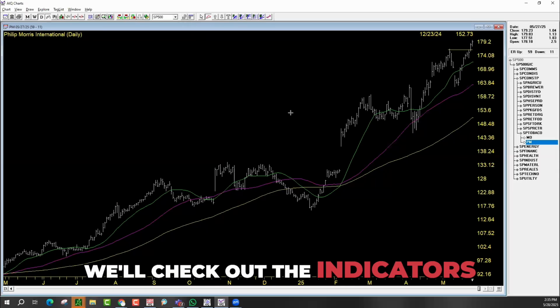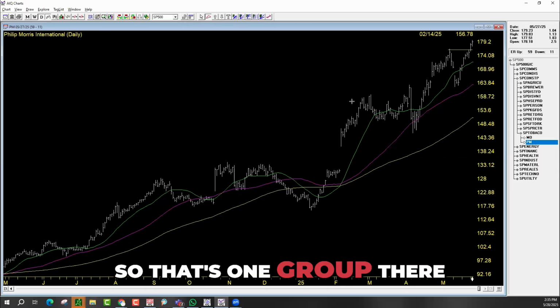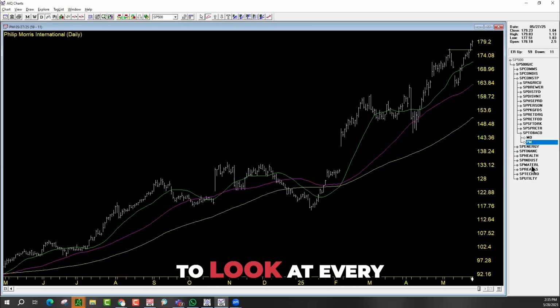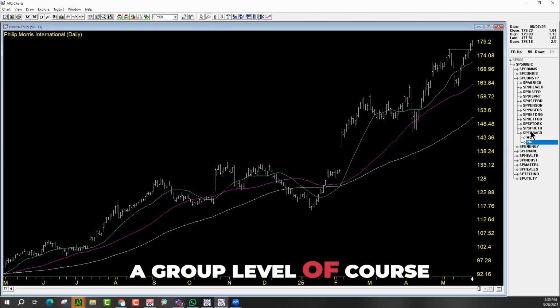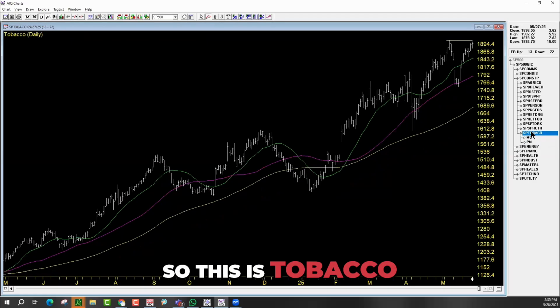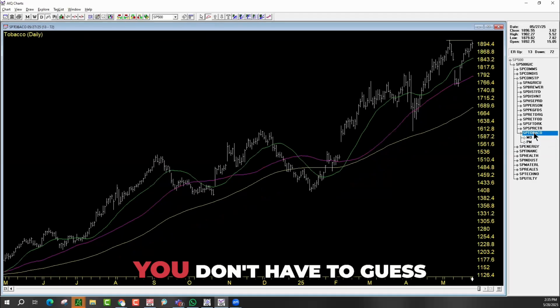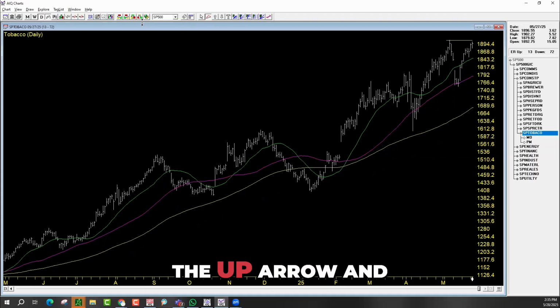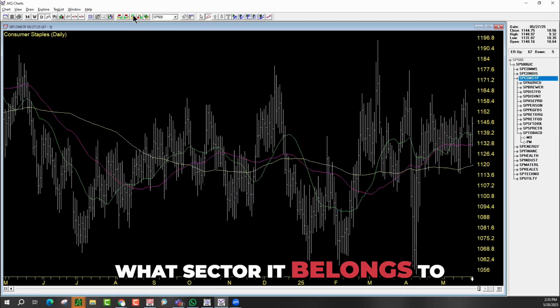We'll check out the indicators as well. So that's one group there. One thing I'd like to look at every time I start with a group level, of course. So this is tobacco. Guess what sector this is in? I don't have to guess. I just press the up arrow and it'll take me to what sector it belongs to.